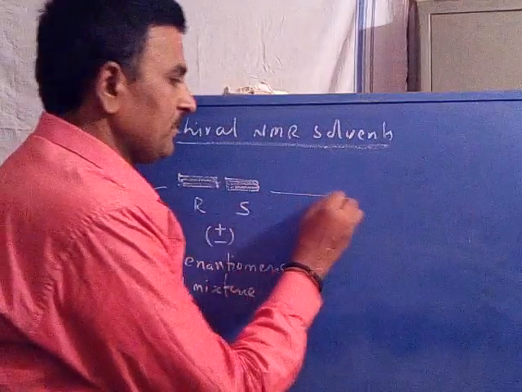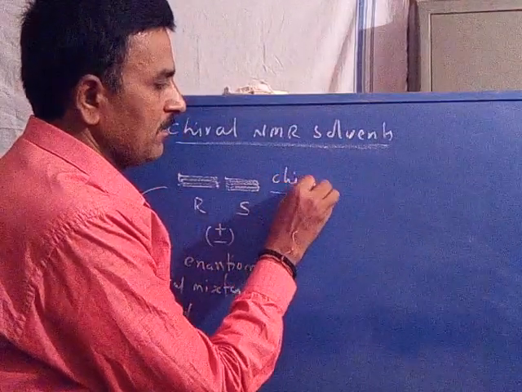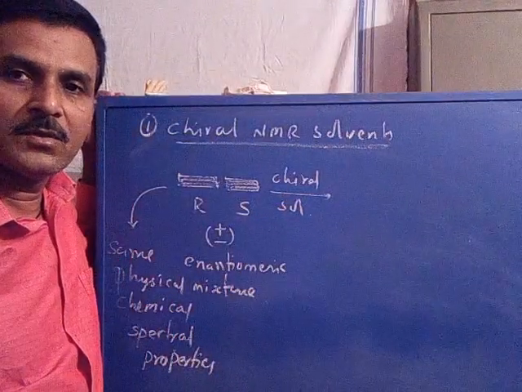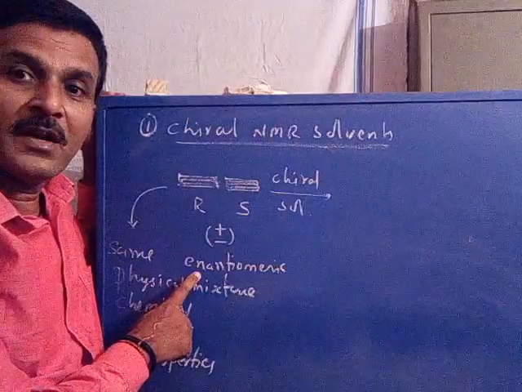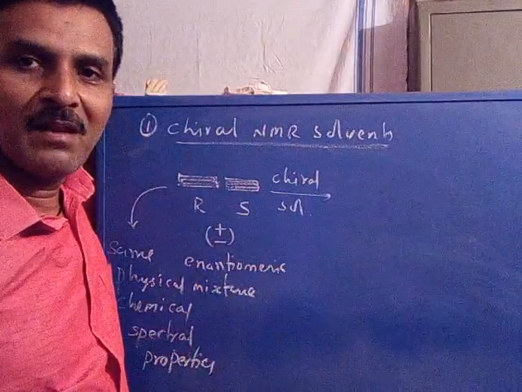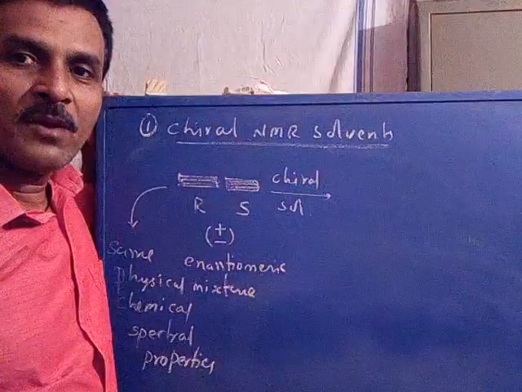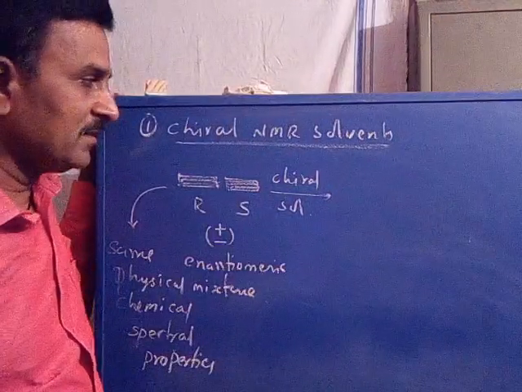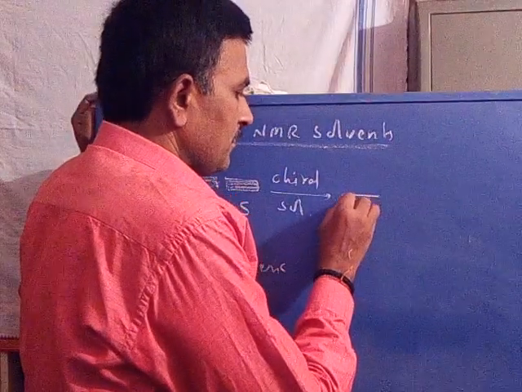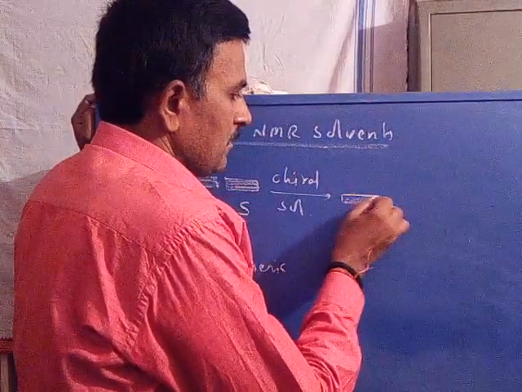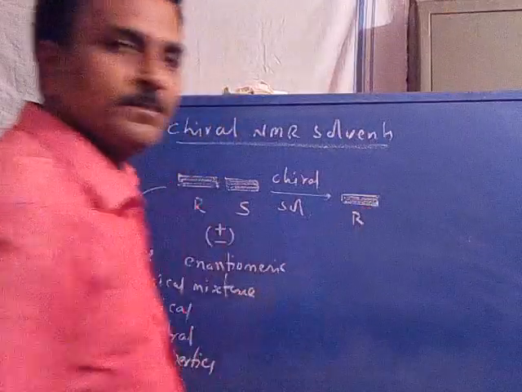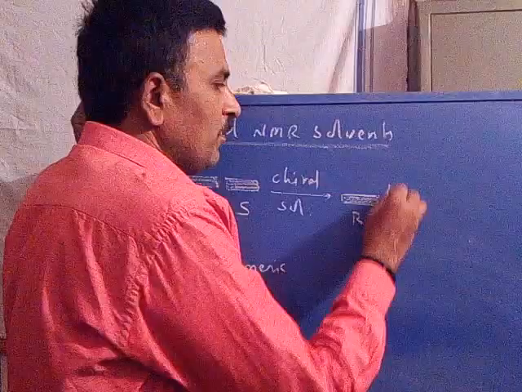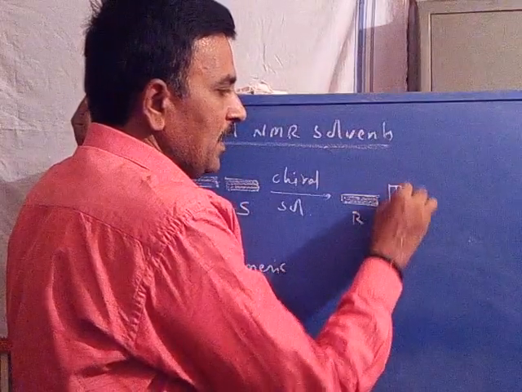Now when we add chiral solvent to that mixture of enantiomers, what happens? In the presence of chiral solvent, the isomers of the enantiomeric pair are oriented in a different way. Say for example, this is R isomer oriented horizontally, and S isomer may be oriented vertically.